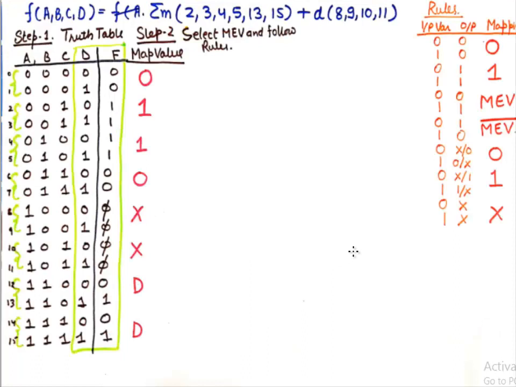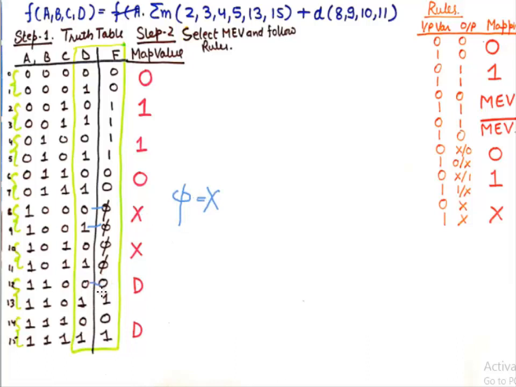You can fill the rest of the map values using these rules table. For example, when D is kept as 0 and 1, here in this case the output is kept constant at do not care, so I put a do not care here. Please understand phi and X are the same thing, do not care.